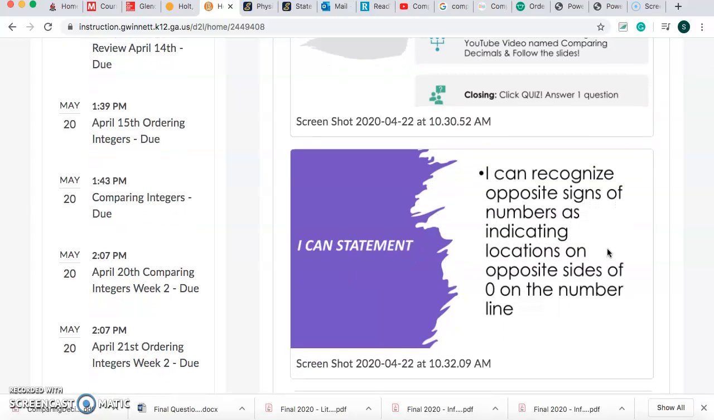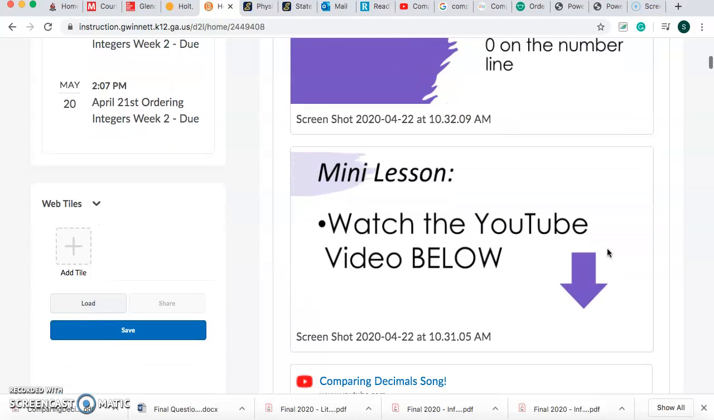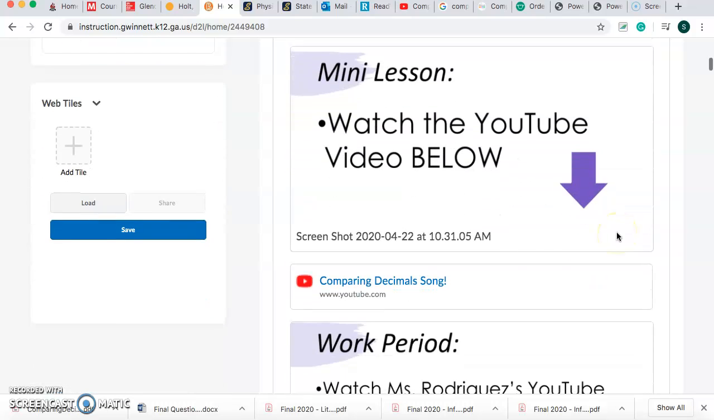So for our I can statement, it says, I can recognize opposite signs of numbers as indicating locations on opposite sides of 0 on the number line. So I want you guys first to click here. You're going to watch a Comparing Decimals song.